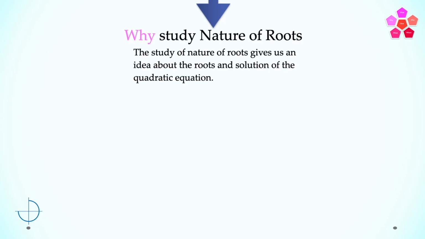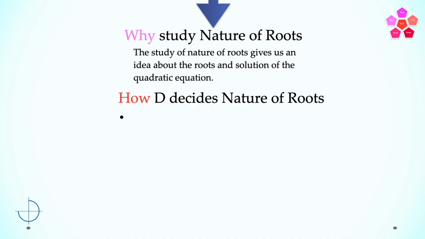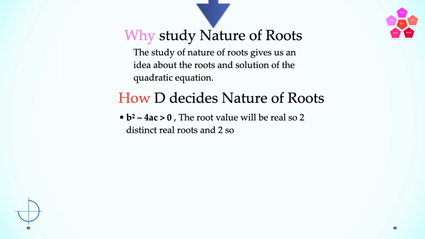Understanding the nature of the roots is very beneficial. Just by looking at the quadratic equation and checking the value inside the square root, that is b square minus 4ac, one will be able to decide the nature of roots. So how does d decide the nature of roots? If b square minus 4ac is greater than 0, then the roots will be real. So there are two distinct real roots and two solutions are possible. Let's take an example. x squared minus 5x plus 6 is equal to 0. b squared minus 4ac is equal to 1. So the roots are 2 and 3.